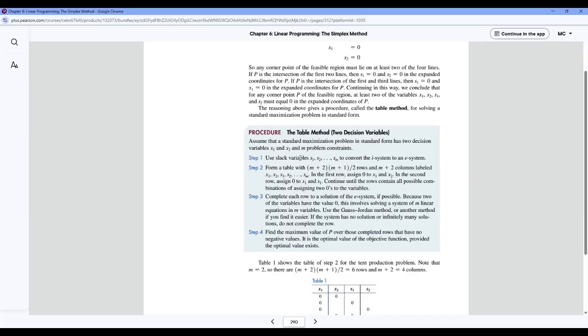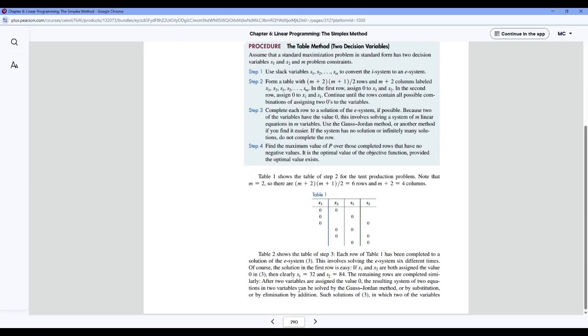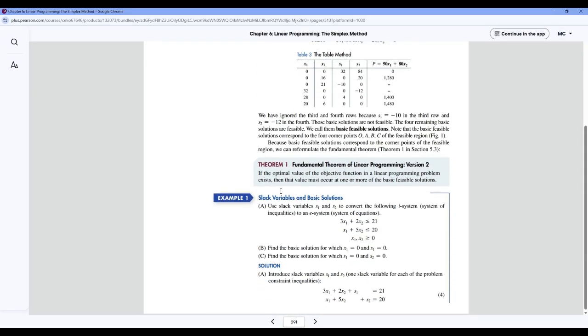You use slack variables s1, s2 to convert the inequality system into an equation system. I'm not exactly sure what the difference between an I and an E system is. From the table, you create that many rows and columns, label it, and complete each row to the E system, and so forth. I'm going to be coming back a lot to this textbook because I'm not exactly sure what this method is. If the optimal value of the objective function in the linear programming model exists, then the value must occur at one or more of the basic feasible solutions.